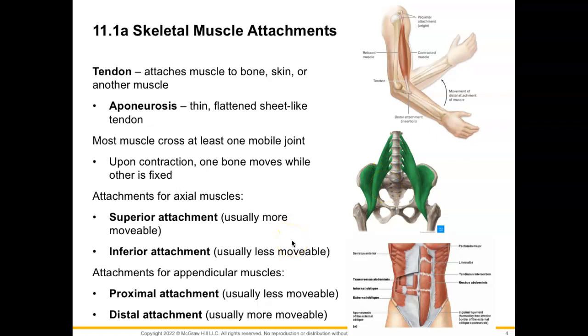Whereas our attachments in our appendicular muscles, we will have a proximal attachment like we see here with the biceps brachii, and a distal attachment which is more movable. Typically we can also refer to these as origins and insertions. So the insertions are going to be more of a movable point of attachment, whereas the origin is more non-mobile.